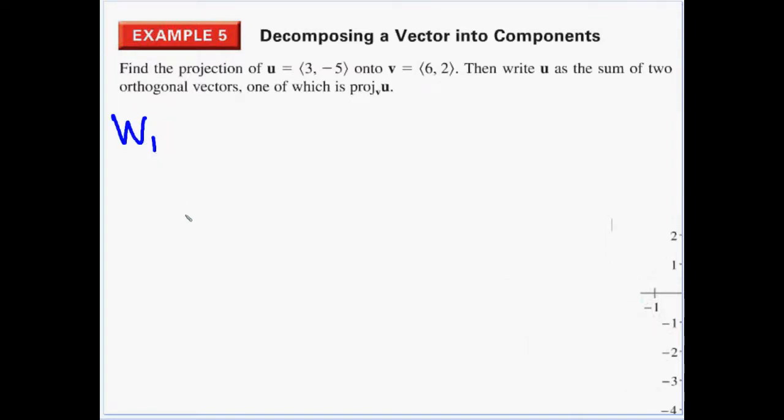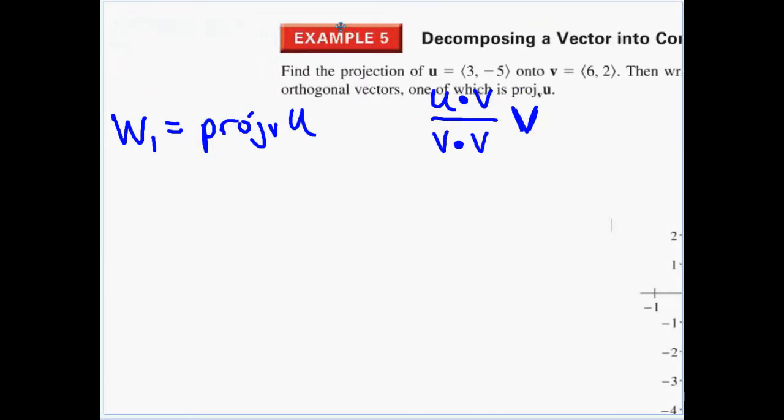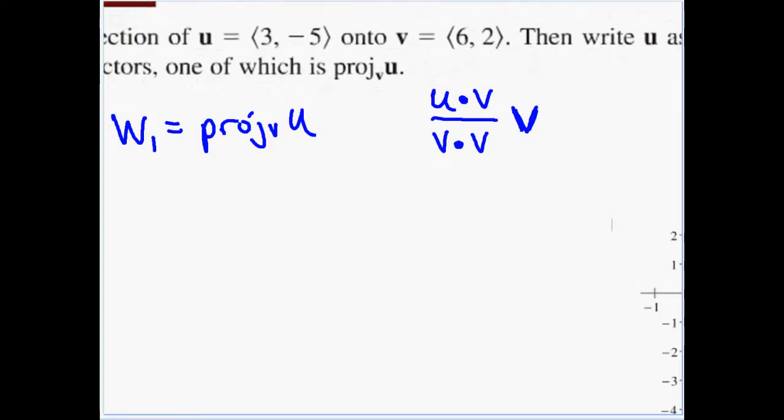Vector component 1 is equal to the projection of u onto v. And I'm just going to rewrite what I had on the previous slide. So upstairs we'll have u dot v. Downstairs we'll have v dotted with itself. And then we will distribute that over vector v. So let's see here. I'm just going to make this a little bigger. I'm going to underline my two vectors.